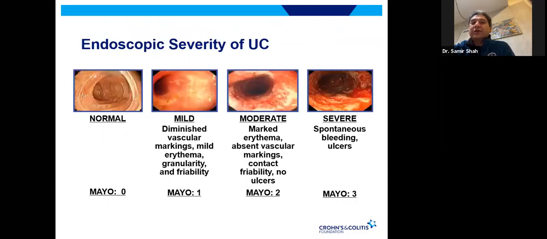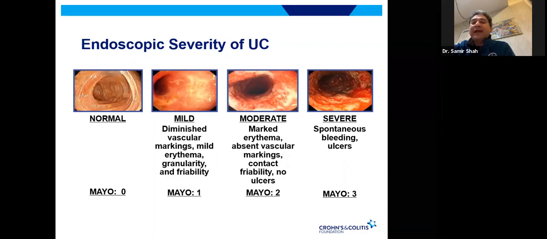This is just to show you some of the pictures we see in endoscopy. Normal, everything looks nice and pink, and we can see the blood vessels. Mild, the blood vessels are gone. Moderate, you can see there's more inflammation. With severe, there's spontaneous bleeding. That mild, moderate, and severe correlates with a Mayo score that we use often of Mayo 0, 1, 2, and 3. We're trying to get people back to Mayo 0 if possible. Mayo 1 may be okay for some people.